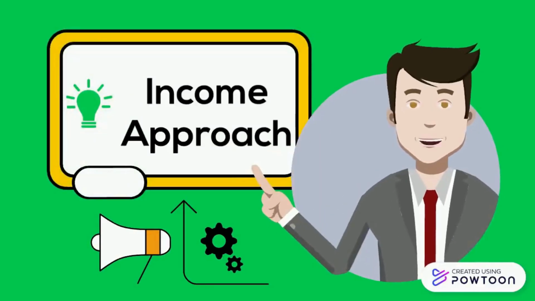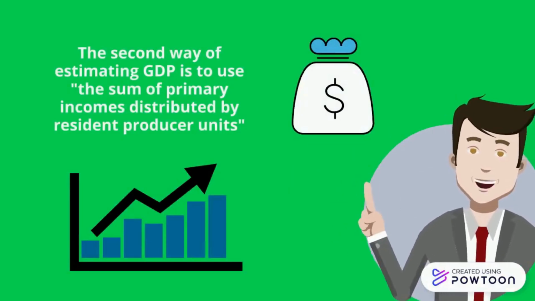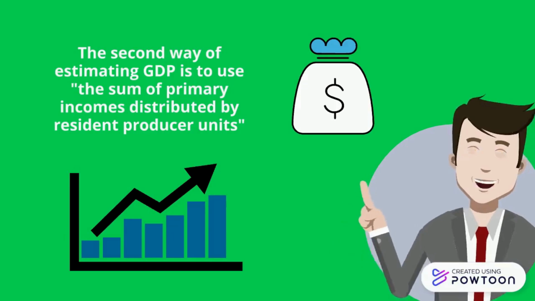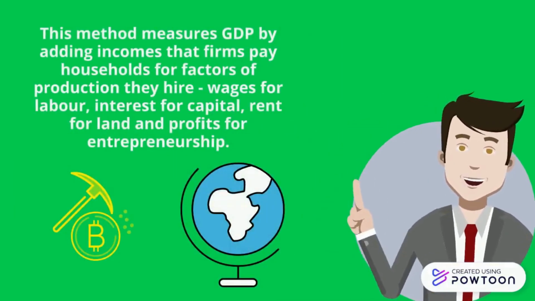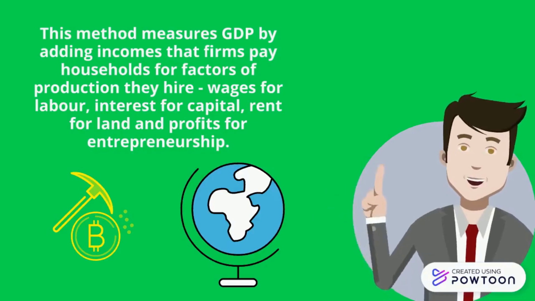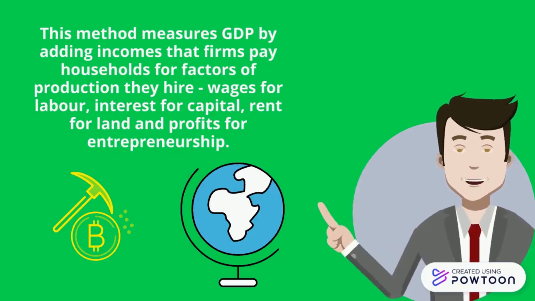Income approach. The second way of estimating GDP is to use the sum of primary incomes distributed by resident producer units. This method measures GDP by adding incomes that firms pay households for factors of production they hire: wages for labor, interest for capital, rent for land and profits for entrepreneurship.